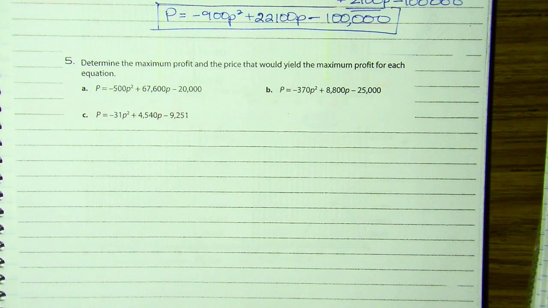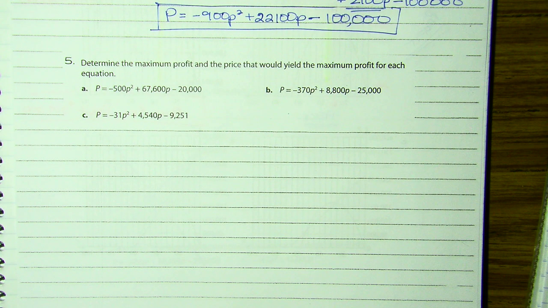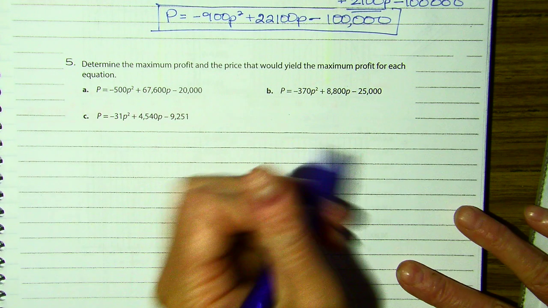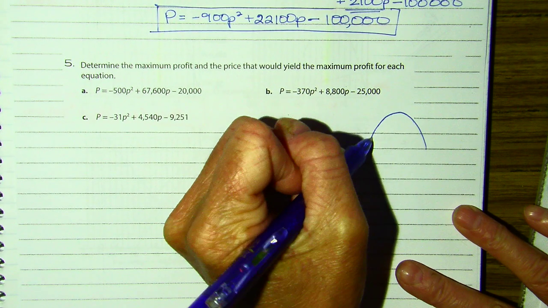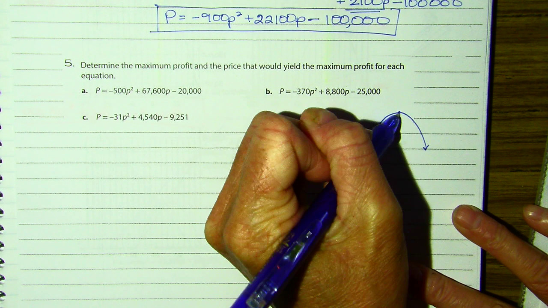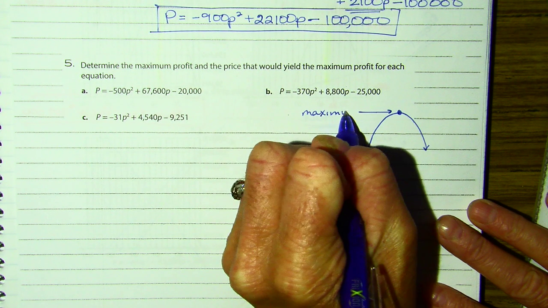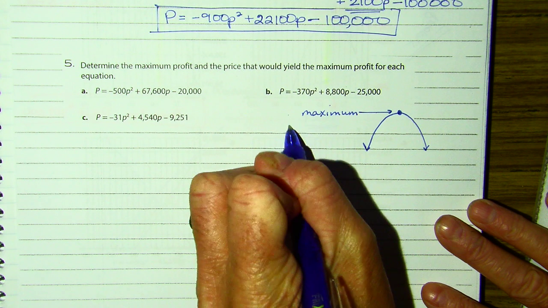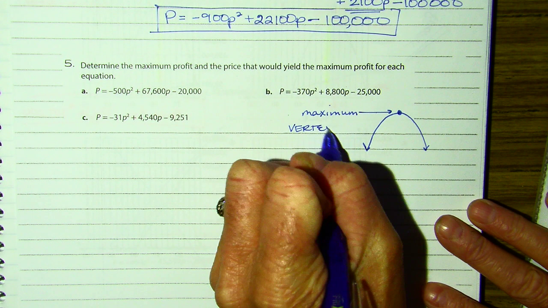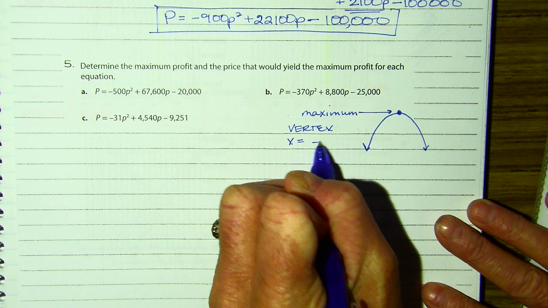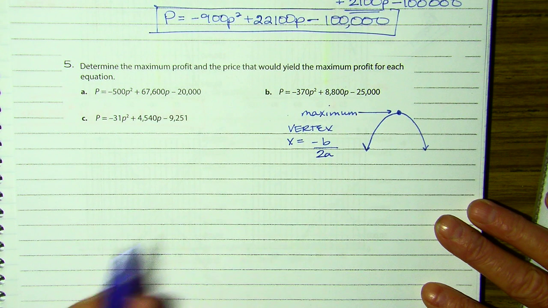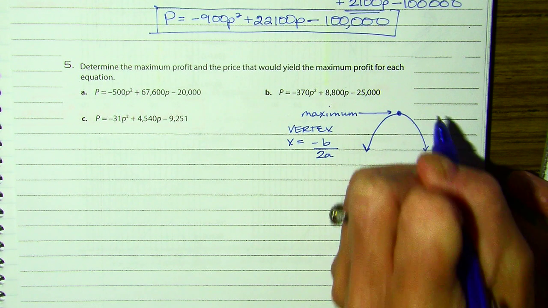All right, number 5, determine the maximum profit and the price that would yield the maximum profit for each. So to do these, they're talking about our maximum point, this point here called our maximum. And we're looking to find our maximum, we have to find our vertex, which is x equals negative b divided by 2a. And then we need the y value.